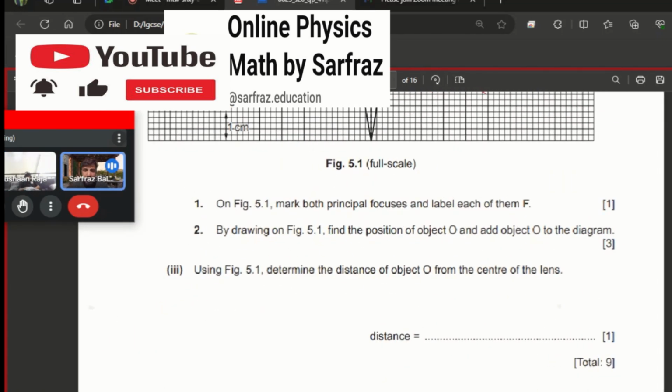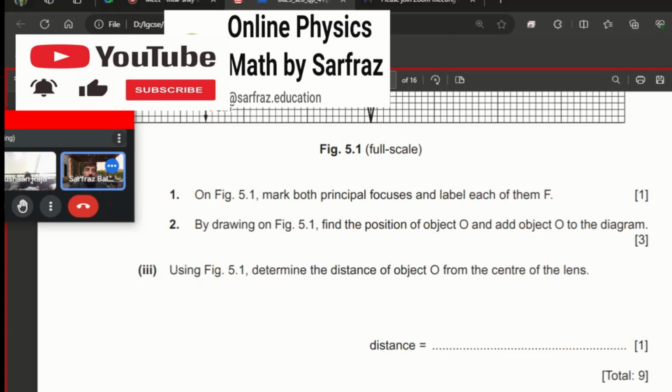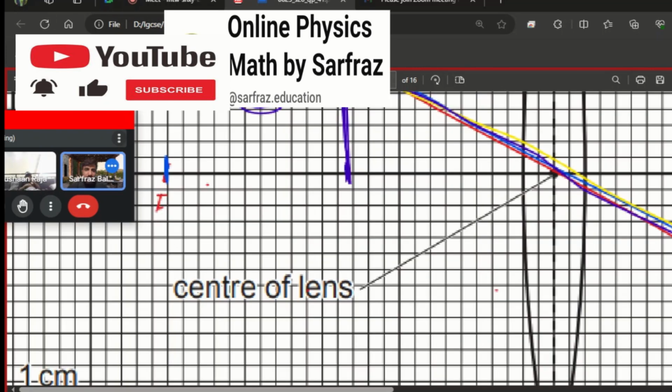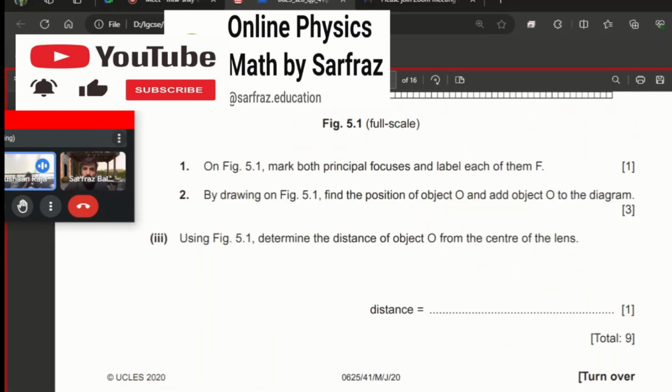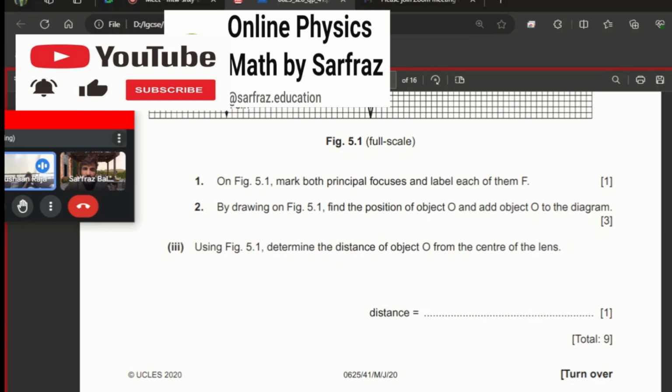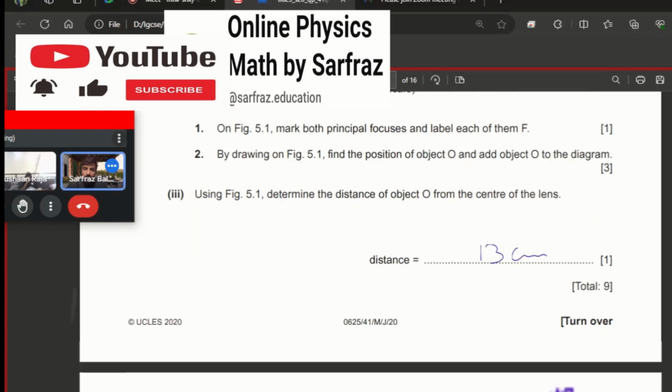Next question says to determine the distance of the object O from the center of the lens. So here you will calculate this distance. This is 5 centimeter, and this is again 5 centimeter. So it's 10 centimeter, and then about 12.5 or 13 centimeter. It's almost 13 centimeter. Have you got this? Yes, sir. So let me write, it's about 13 centimeters. Okay, now move to the next question.